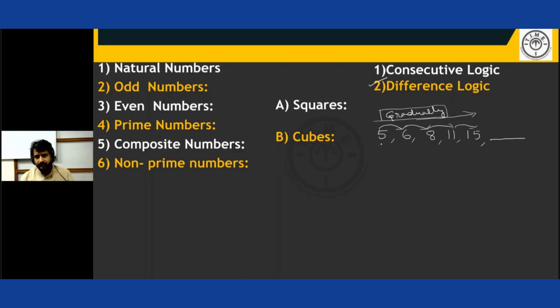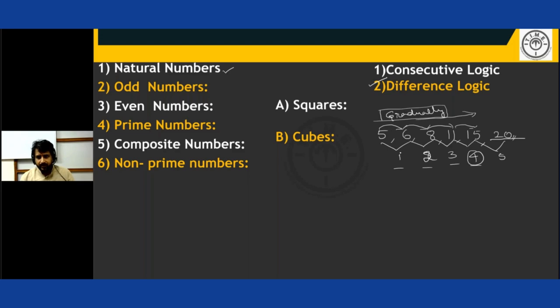Now, here, what is the difference? 5 to 6, 1. 6 to 8 increased by 2. 8 to 11 increased by 3. 11 to 15 increased by 4. What are these numbers? 1, 2, 3, 4. Again, here comes the pattern: natural numbers. So, what is the natural number after 4? 5. So, 15 plus 5, 20 will be your answer.